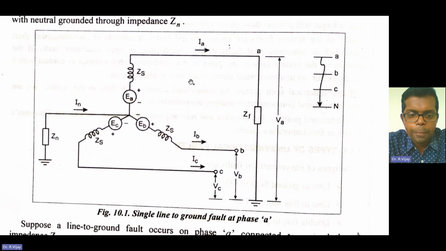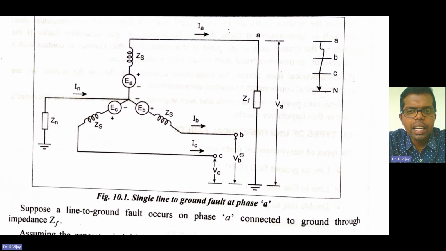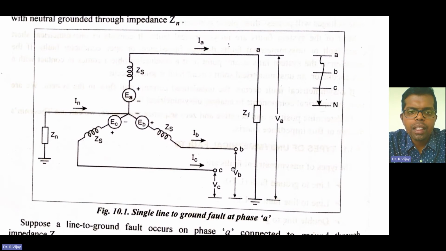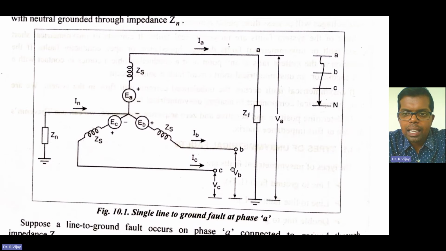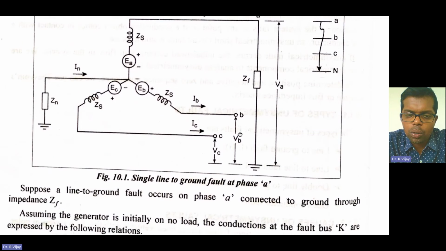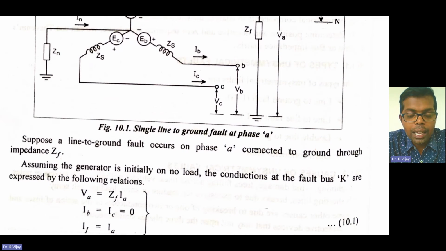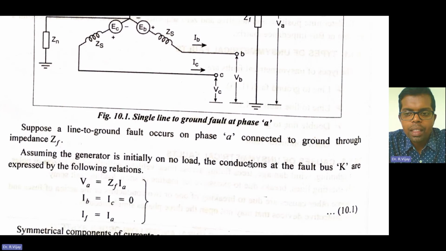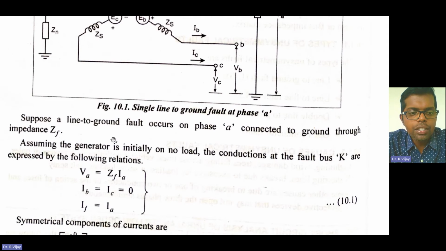So this is the single line to ground fault happening at phase A. It is not mandatory that it only occurs at phase A. It may occur in phase B also, or in phase C also. For analysis, we have taken the fault as happening in phase A and touching the ground, that is the neutral or ground. So suppose the line to ground fault occurs on phase A, connected to the ground through the impedance ZF, assuming the generator is initially at no load.